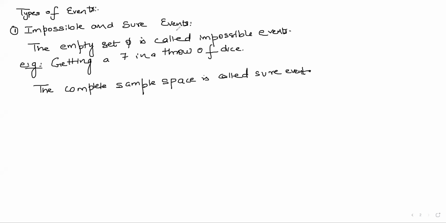Next, we have a sure event. A sure event is one which always occurs. So which event can always occur? The complete sample space. For example, if we throw a coin and we are getting head and tail, then which event can always occur? The sample space, because we can get a head or tail. So a sure event means the sample space, and impossible is the empty set, which can never occur.